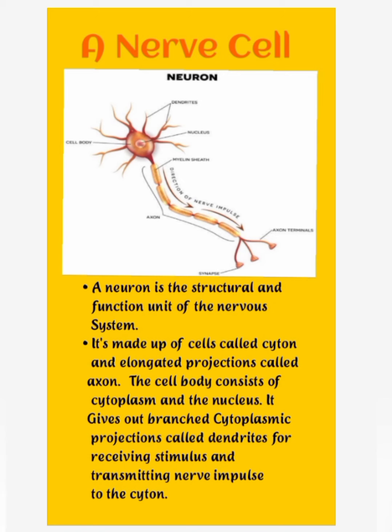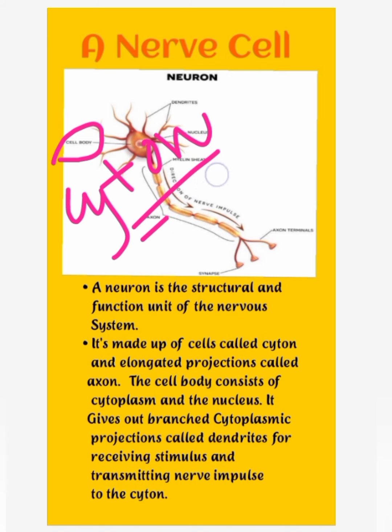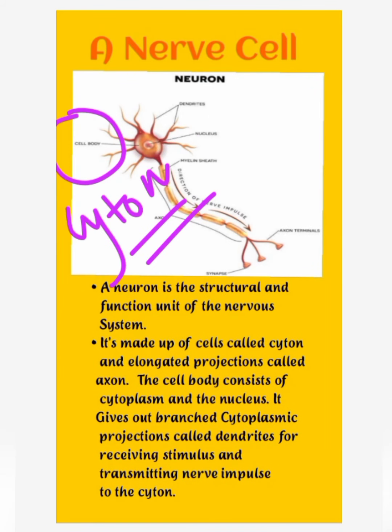So first let's discuss the cell body, which is the cyton. The cell body is also called cyton. The other name for cell body is cyton. So what is cyton? The central body of the neuron that contains the cytoplasm and a centrally placed nucleus is called the cell body or cyton.